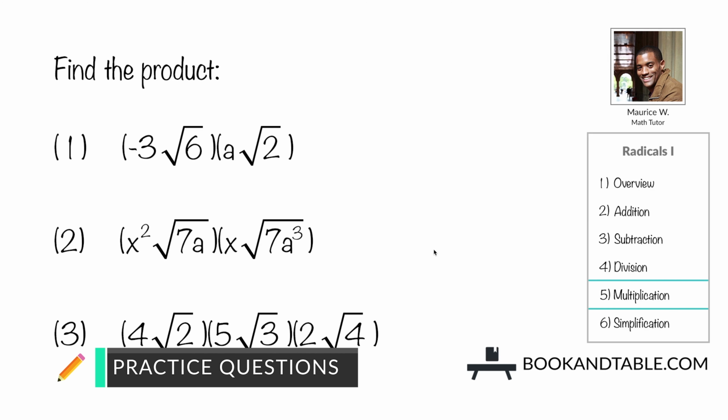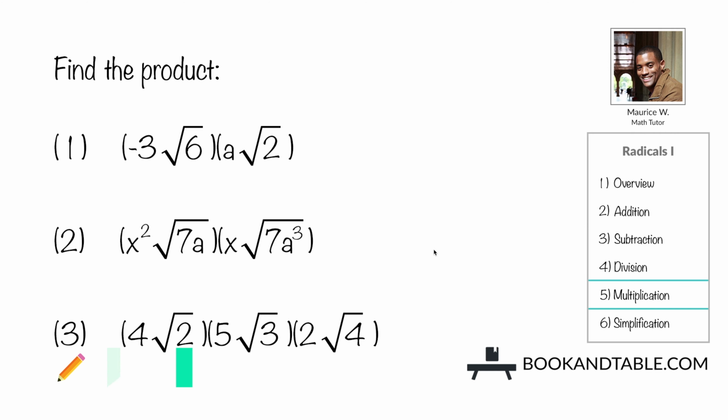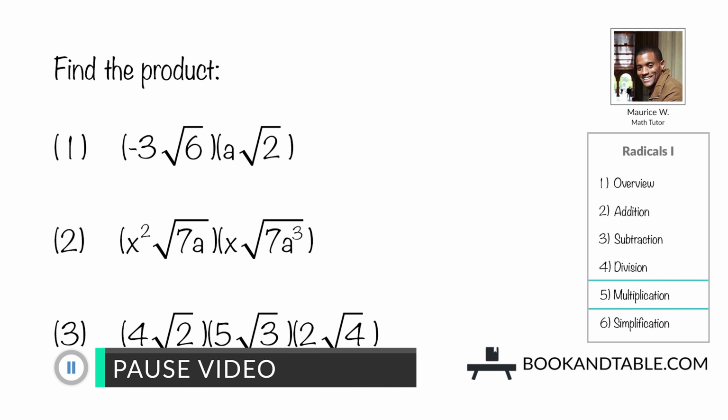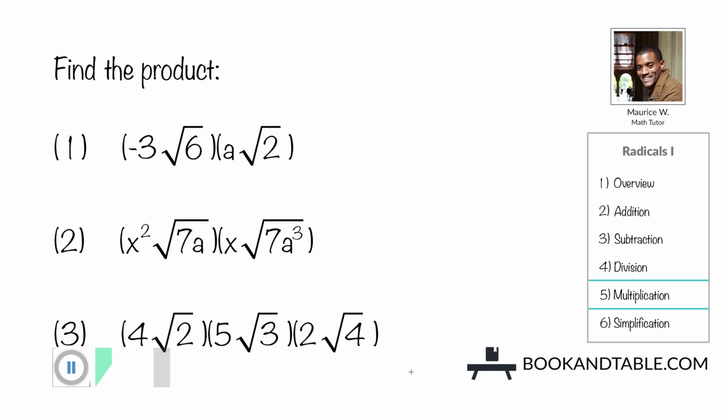Let's have you do a few practice questions. Find the product. Question number 1, -3 radical 6 times a radical 2. Question number 2, x squared radical 7a times x radical 7a cubed. And question number 3, 4 radical 2 times 5 radical 3 times 2 radical 4. Pause the video, answer these questions, and then press play when you are ready to begin.